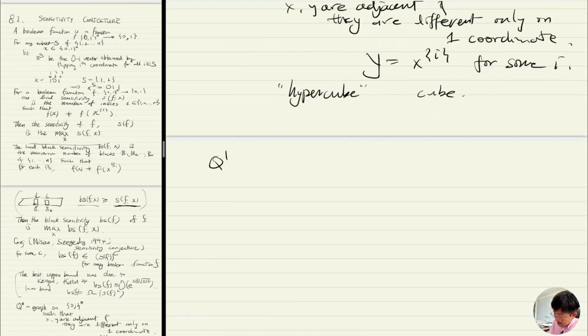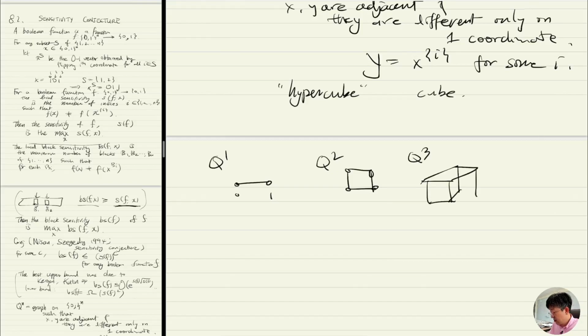So Q1 is what? Q1 is this, right? 0, 1. Q2 is a square, and Q3 is really a cube. So that's the cube.